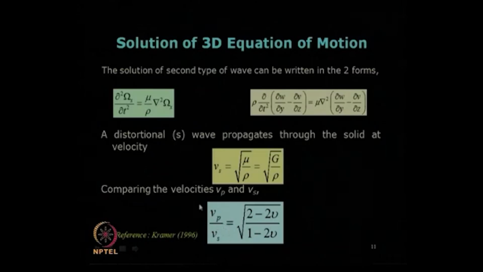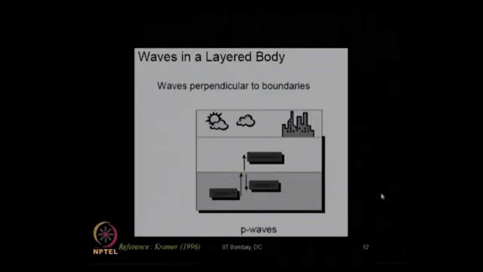So, suppose from any test we obtain the shear wave velocity for a particular soil or a particular material. Knowing the Poisson's ratio of that material, we can also estimate the primary wave velocity, or vice versa. If we estimate the primary wave velocity, we can get the shear wave velocity also.